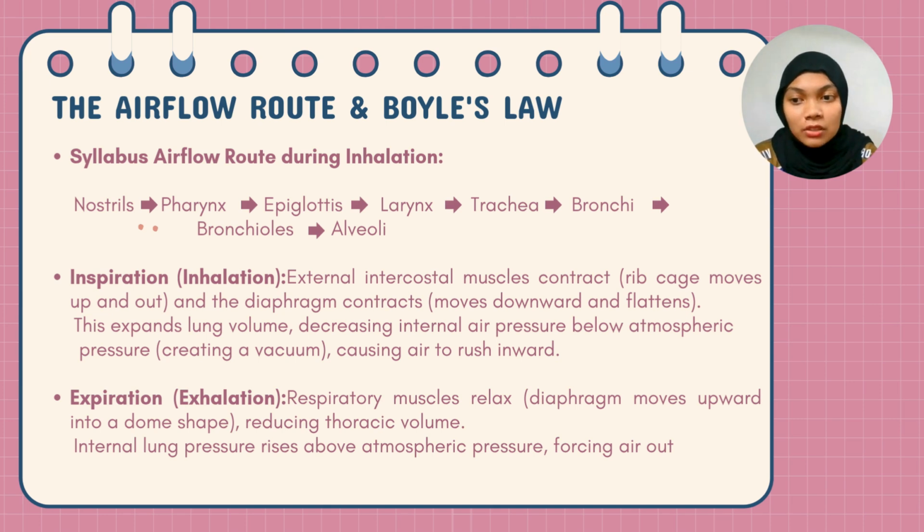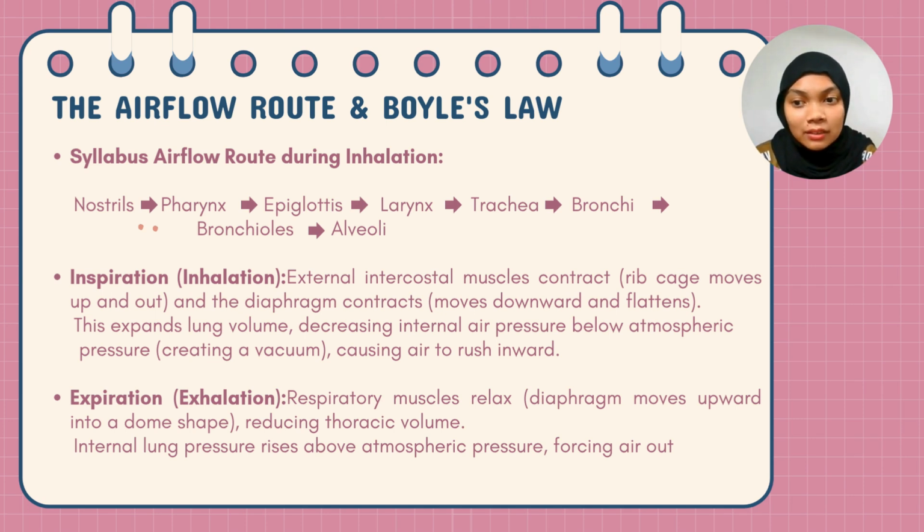During inspiration or inhalation, our external intercostal muscles contract, causing the rib cage to expand upward and outward. At the same time, the diaphragm contracts and moves downward, flattening out. This action increases the thoracic lung volume, which drops the internal air pressure below atmospheric pressure. This creates a negative pressure that pulls or sucks fresh air into the lungs.